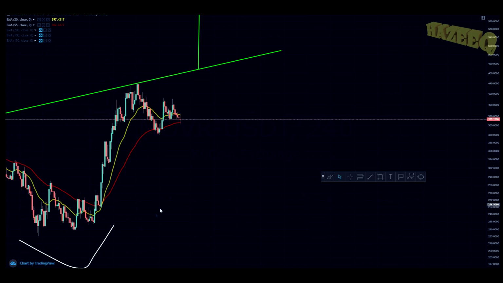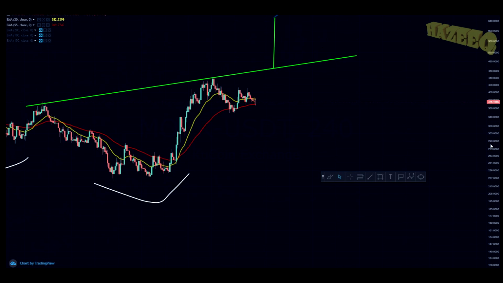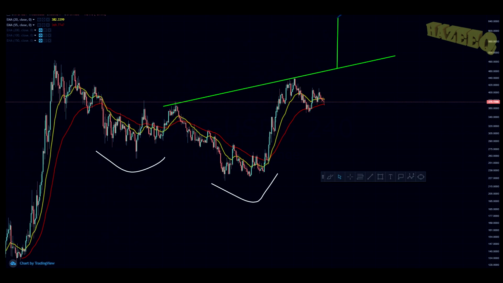That's pretty much it, guys, for the Moonriver update. If I missed anything out on the chart, please let me know down below in the comment section.